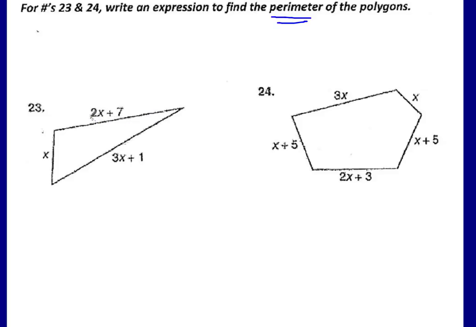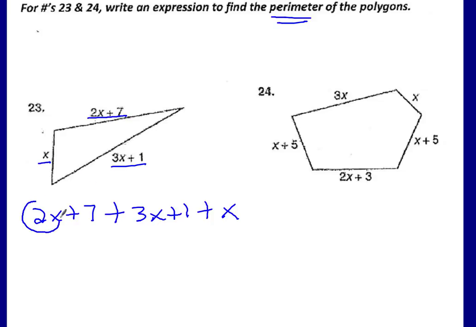So I'm going to take my first side of 2x plus 7, and I'm going to write a big old expression. This is my first side. To that, I'm going to add the next side, which is 3x plus 1. And then finally, I will add the third side, which is just x. This is the perimeter of the polygon. It's awfully long, so we need to simplify it, make it easier to work with by combining like terms.